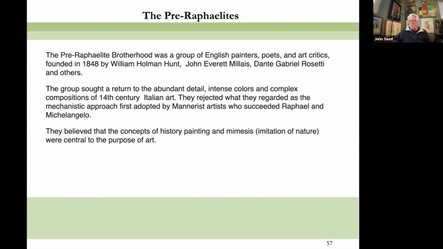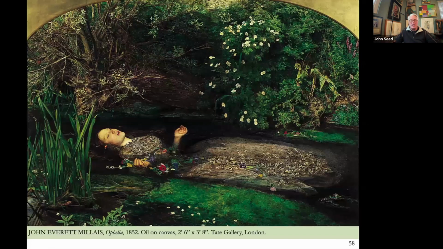What they rejected were the kind of mechanistic academic ways of painting adopted by Mannerists, and then later the kind of florid style that came after Raphael. So they thought that all of that had to be, if you will, put aside. They did believe in mimesis. They believed in the imitation of nature, and they embraced detail. And they also thought that history painting was a central purpose of painting.